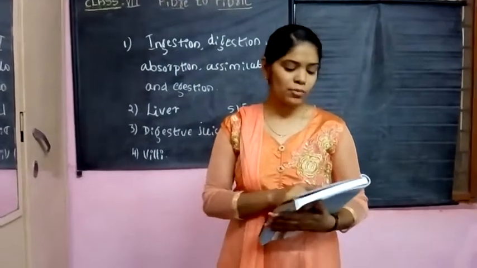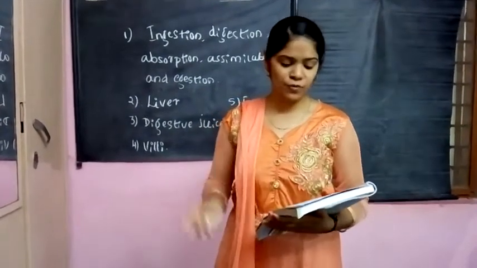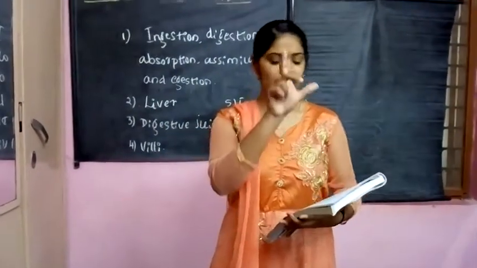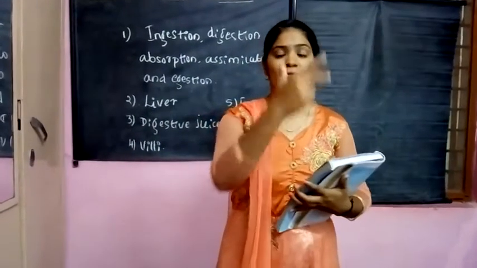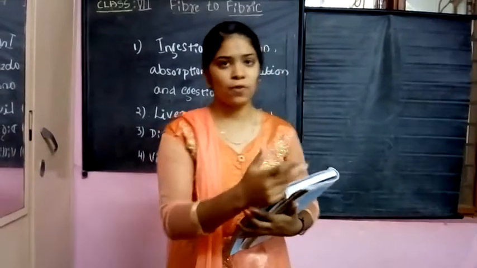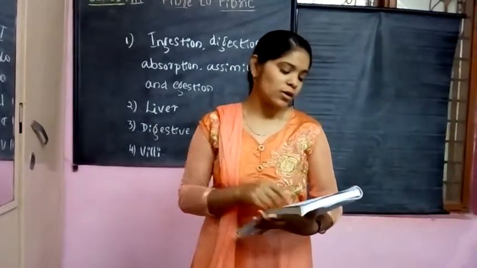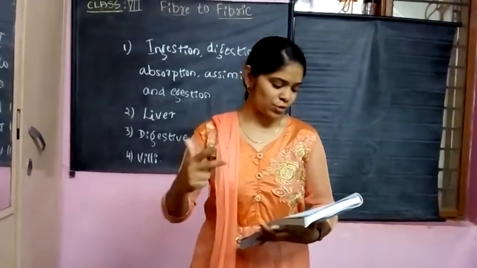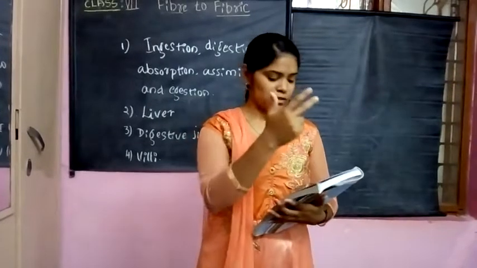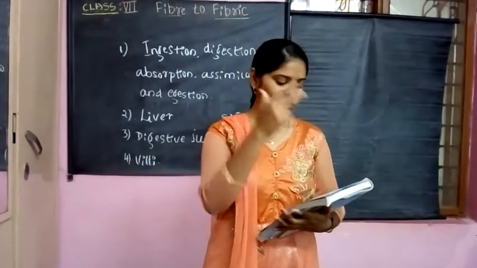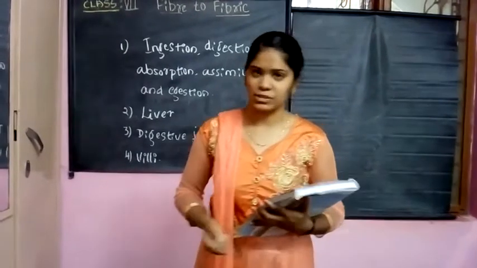So the main fourth question is match the following. In column 1 they have mentioned the food components, and in column 2 the products formed after digestion are given. Column 1 has carbohydrates, proteins and fats, and column 2 has fatty acids and glycerol, then sugar, and then amino acids.